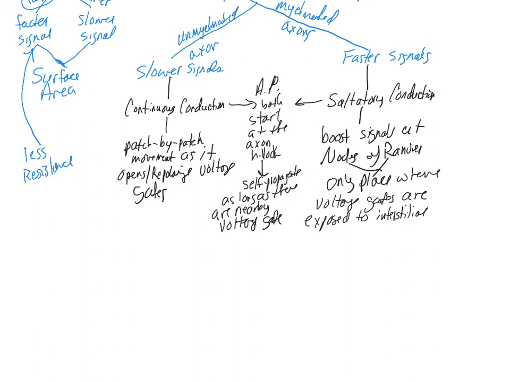Now, one of the reasons continuous conduction is slow is because it's constantly dissipating the signal, because you're constantly having to open voltage gates. So voltage gates have to be closer together.